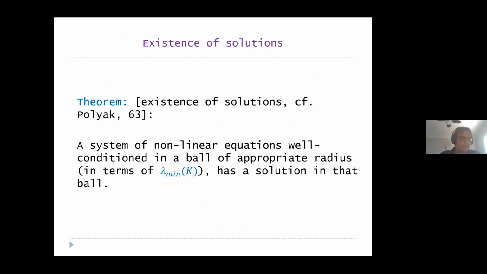And once you have this, you can prove existence of solution, and it goes back to actually Polyak. It's a slightly hand wavy way to state it, but if a system of nonlinear equations is well conditioned in terms of this lambda min, then it has a solution in a ball. And the radius of the ball is something like lambda min.